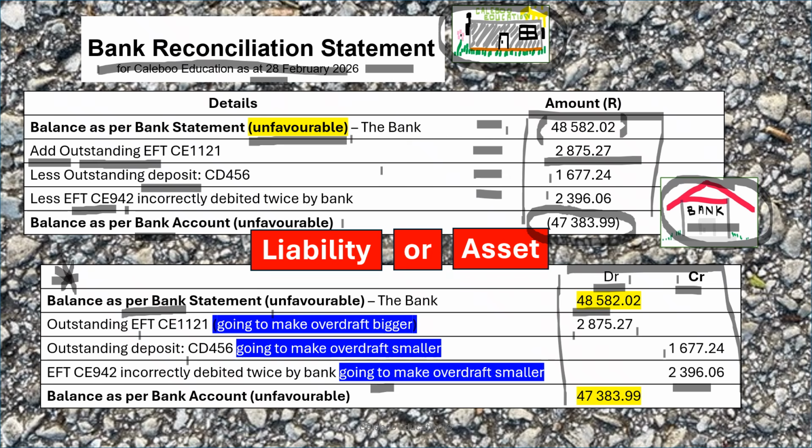We're going to look at the transactions for March. And if you did it in this format with a debit and a credit column, at the start of March, the balance as per the bank account is going to be 47,383.99, and it's unfavorable, or we're in overdraft with the bank. So this is our situation at the start of March.